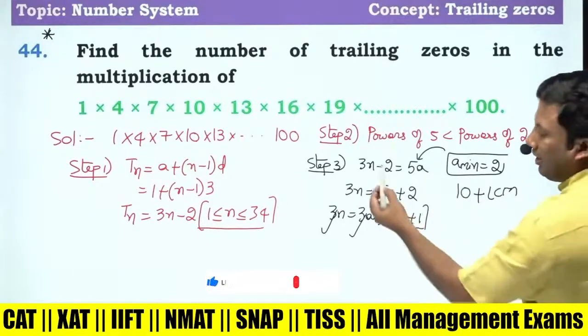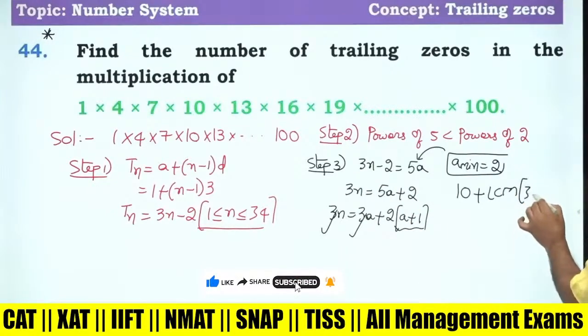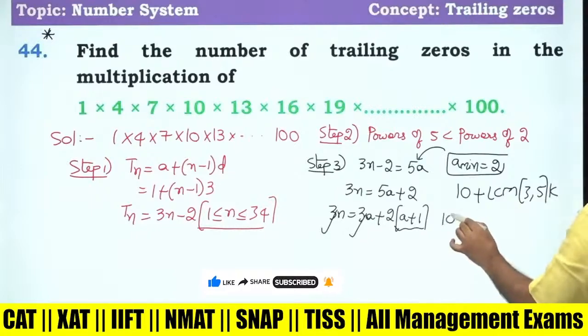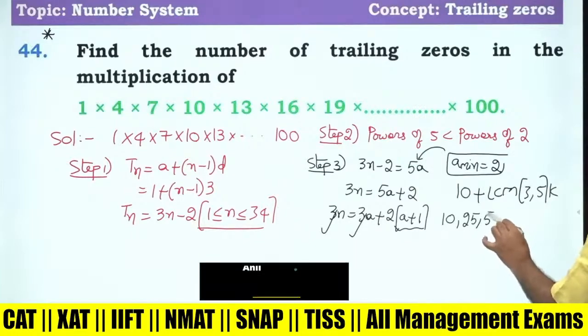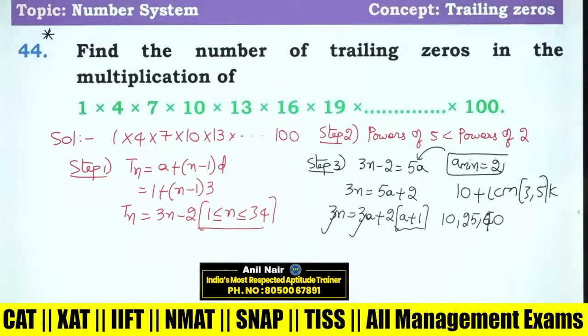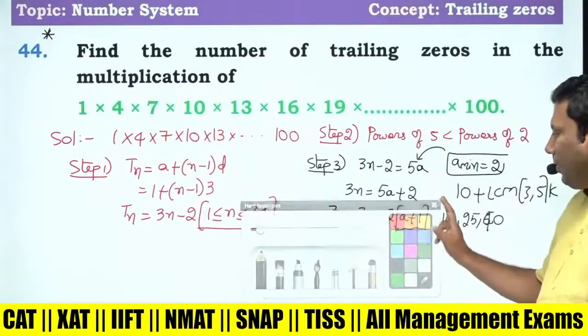5 2s are 10. 3 4s are 12 minus 2, 10. 10 plus, it is divisible by both 3 and 4. So the series will be 10, 10 plus 15, 25. It is again 15 plus 25, 40.